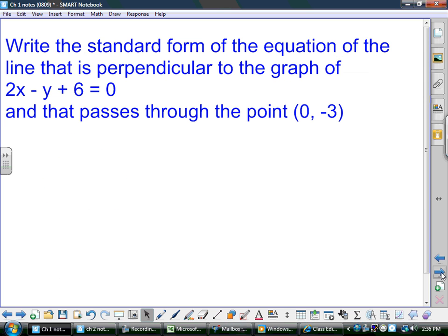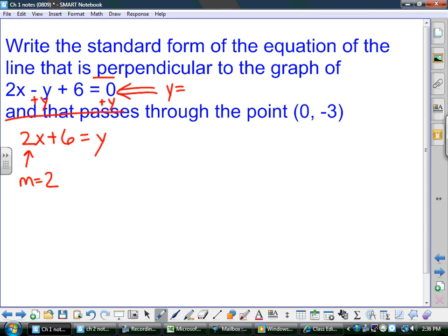Another example is write the standard form of the equation of a line that's perpendicular to that and passes through the point 0, negative 3. This is a great example of how I cannot look at this equation right now and tell you what the slope is. I'm not going to know what the slope of that line is until I change it to y equals form. This one's pretty easy to change to y equals form. Y equals 2x plus 6. So the slope of this line, exactly how it looks right now, is 2.